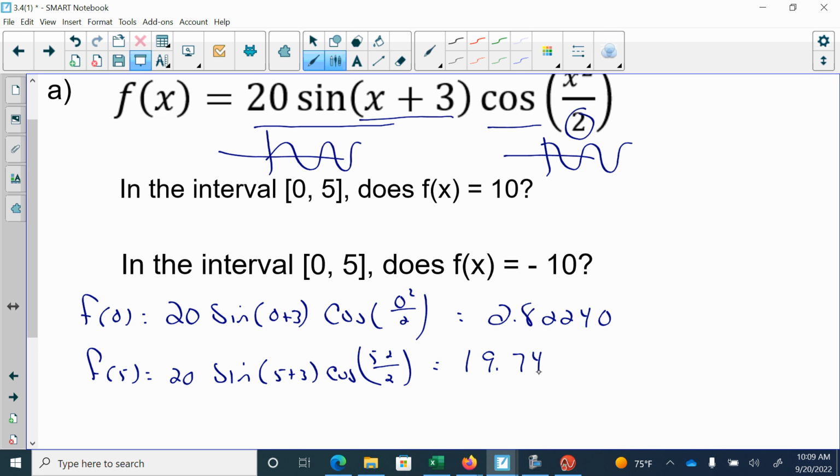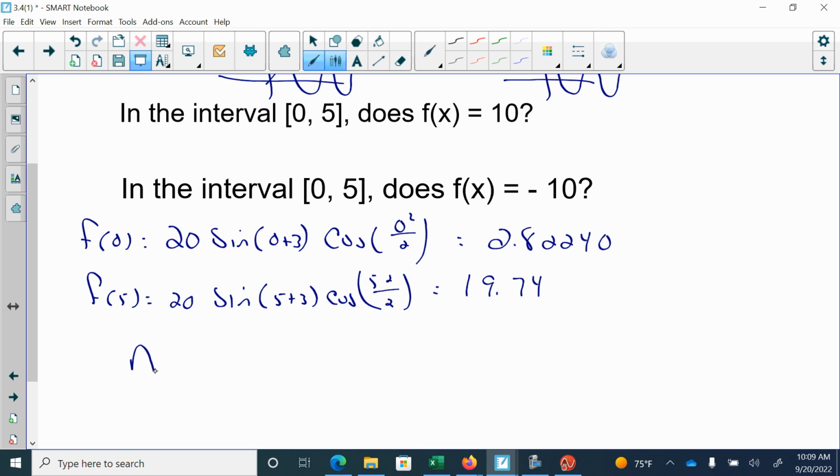So if I'm at 2.8 and 19.7, can I assume that the graph hits negative 10? No. Why not? Okay, so if I ask does it, yes. So I can assume that it crosses 10, but I cannot assume that it crosses negative 10. Good? Easy? That is easy, right?